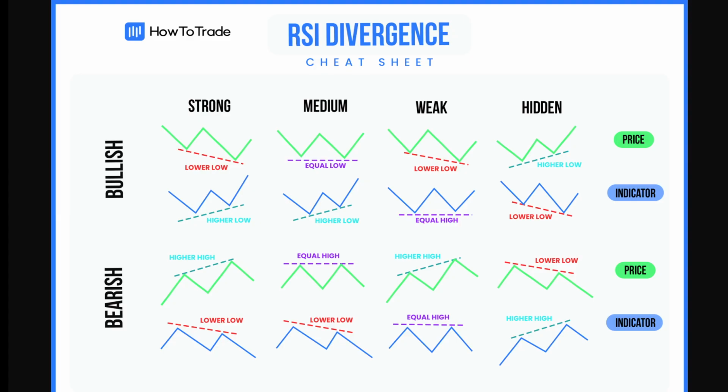So a bullish RSI divergence is simply categorized by strong, medium, weak, as in how strong the divergence is, how strong the momentum is shaping up relative to the price. And then you also have the hidden one. We'll go into that in a second. But each of these make very much sense. So when you have a strong bullish indicator, that means that price is forming lower lows, but the RSI is forming higher highs.